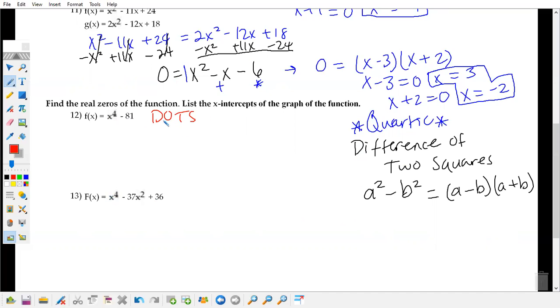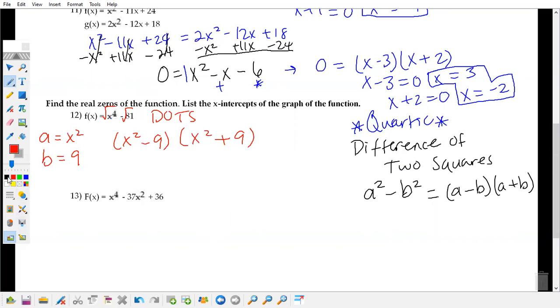Because it's a difference of two squares, that means I'm going to take the square root of the a term and the square root of the b term. So a equals, what is the square root of x to the 4th? X squared. What is the square root of 81? 9. So therefore, this factors out to be x squared minus 9 times x squared plus 9.